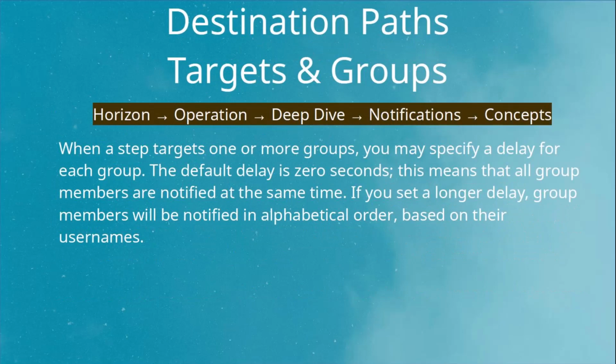When a step targets one or more groups, you may specify a delay for each group. The default delay is 0 seconds. This means that all group members are notified at the same time. If you set a longer delay, group members will be notified in alphabetical order based on their usernames.